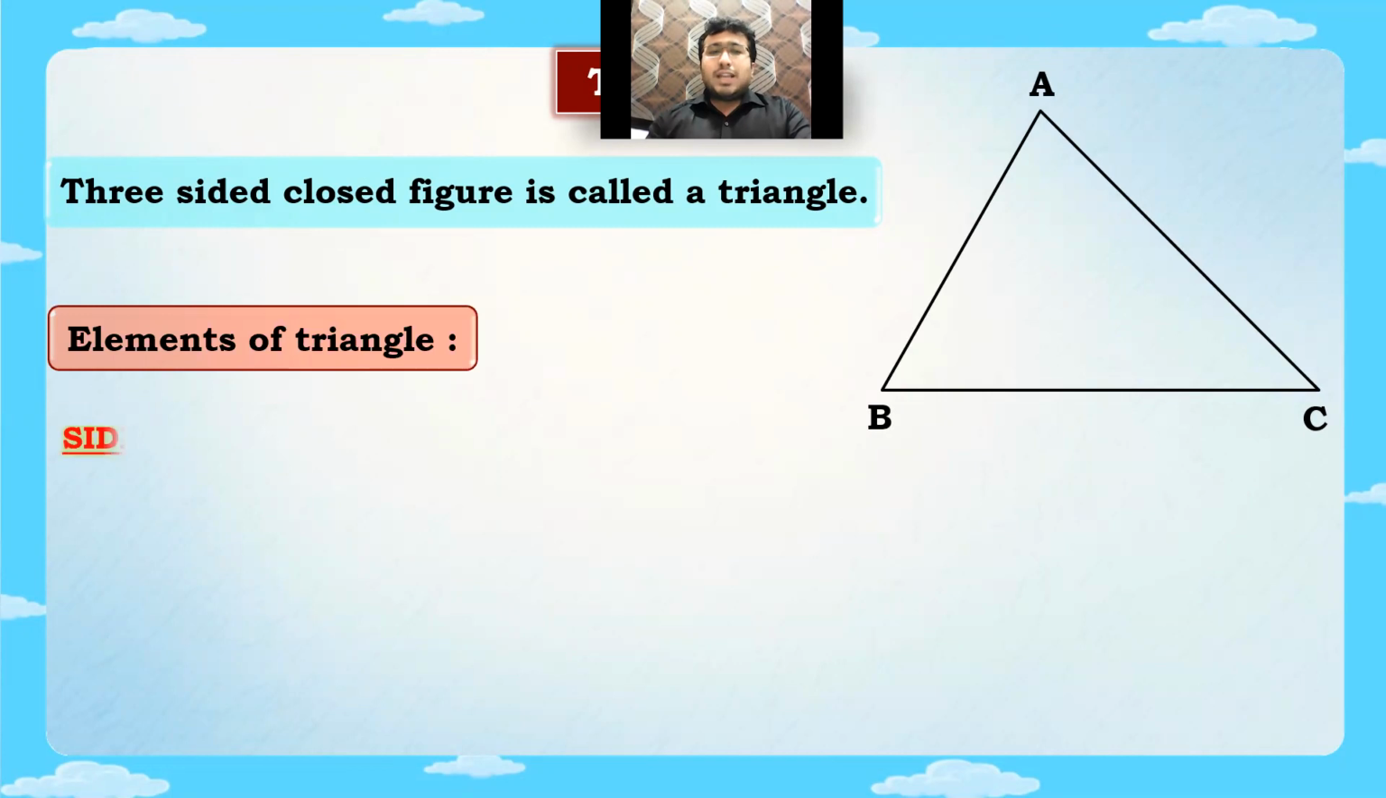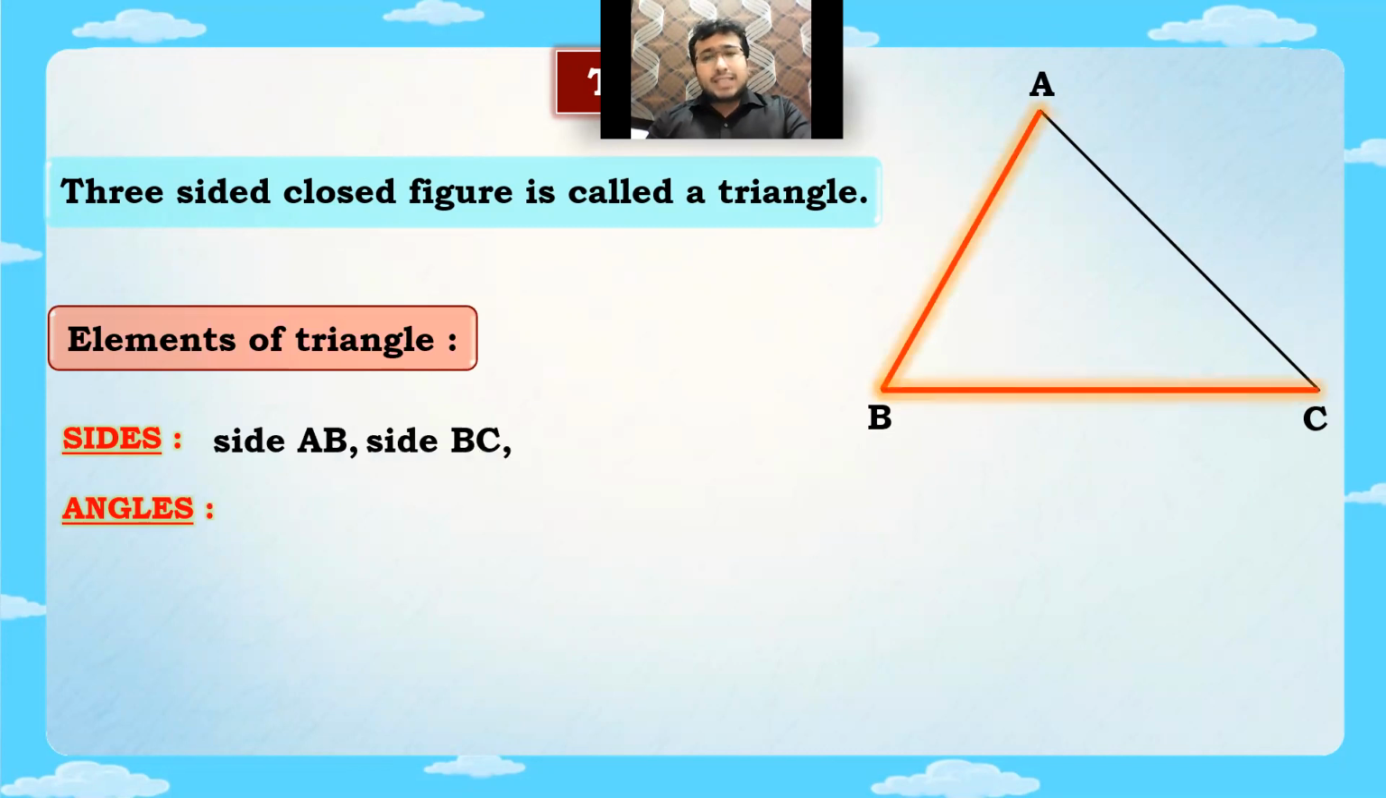Students, tell me, how many sides does a triangle have? Superb. It has three sides. Let us name them. So we write down side AB, side BC, and side AC.